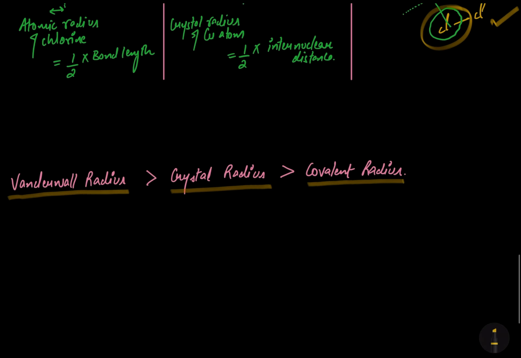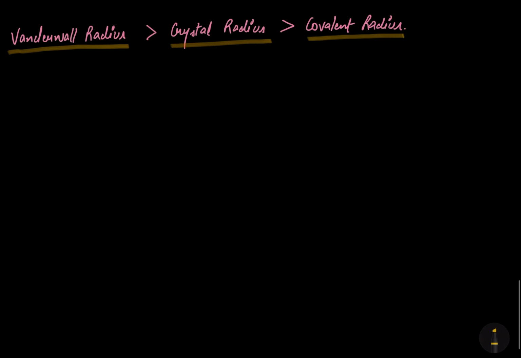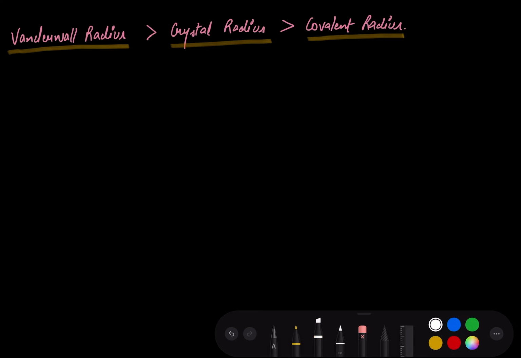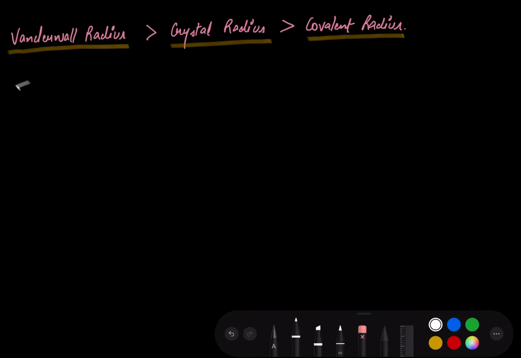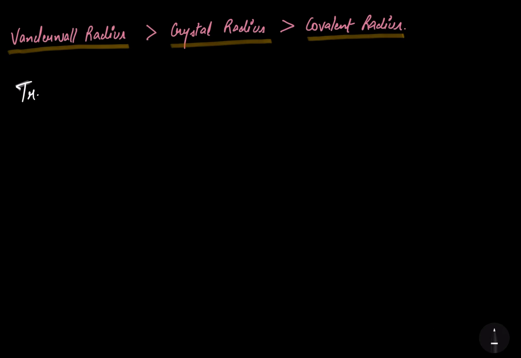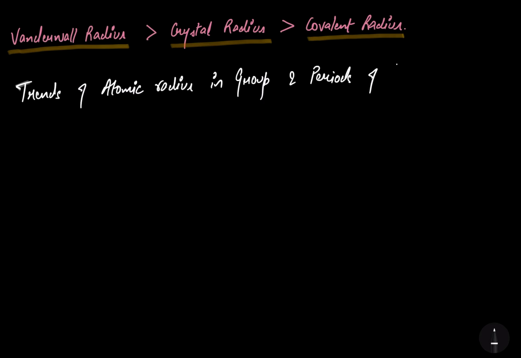So now let's discuss the trends of the radius in a group or a period. Here I am writing trends of atomic radius in groups and periods of periodic table.